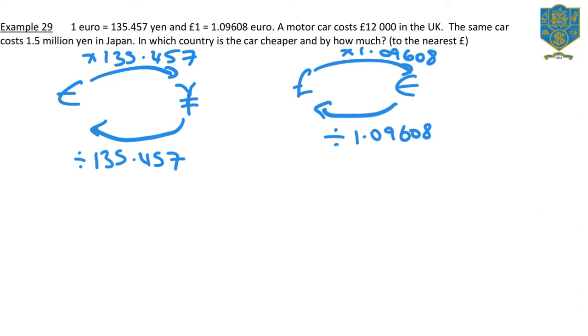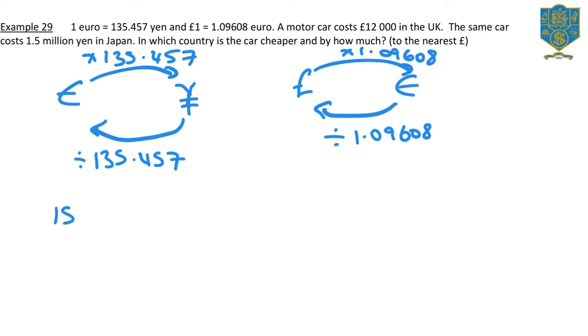So we could convert the £12,000 into yen. So we change it into euro first of all by multiplying by 1.09608. And then we could multiply by 135.457 to get into yen. Or we could change the 1.5 million yen into pounds by dividing by 135.457 to get into euro, and then dividing by 1.09608 to get it into pounds. Either way would work. But because we've been asked to see which country is cheaper and by how much, we need to change the 1.5 million yen into pounds.